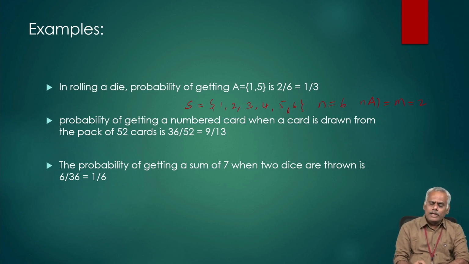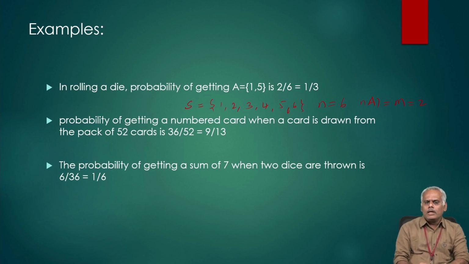Second example: the probability of getting a numbered card when a card is drawn from a pack of 52 cards. Now the number cards are 2, 3, 4, 5, 6 up to 9, and each has 4 different cases. So the total number of number cards is 36 and total cards are 52. So the probability of getting a numbered card is 36 by 52, and in simplest form it is 9 by 13.